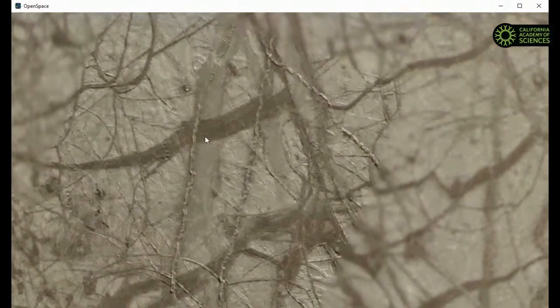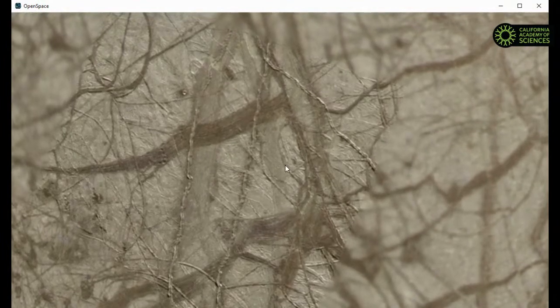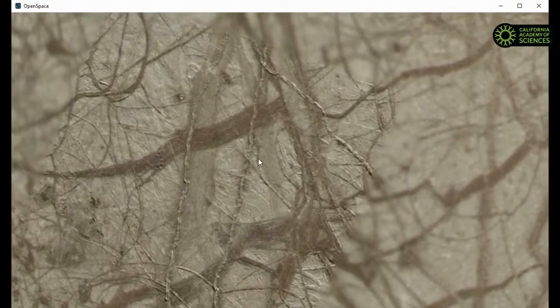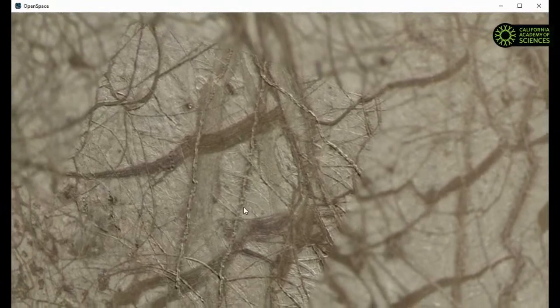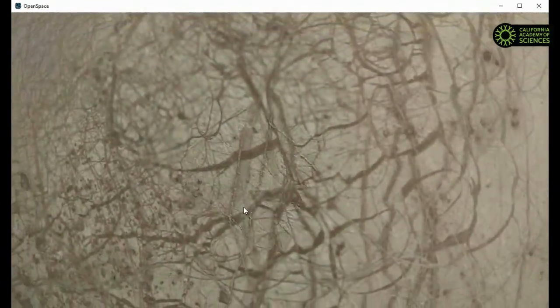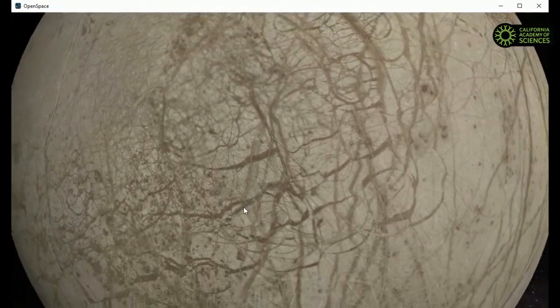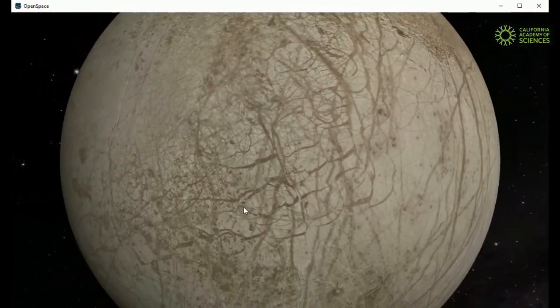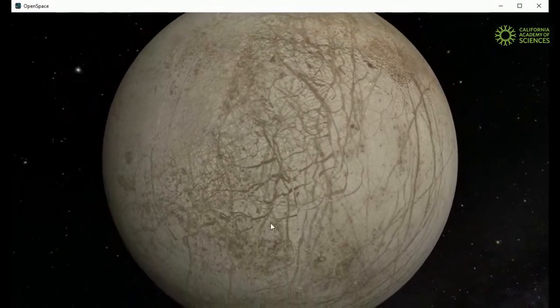But when you look at these features, these spots where new crust is being made, it also reminds you that as new crust is being made, Europa is not just swelling up as a moon. Some crust has to be deleted elsewhere, and that's where you get that subduction and the formation of these volcanoes, much like we have here on Earth.